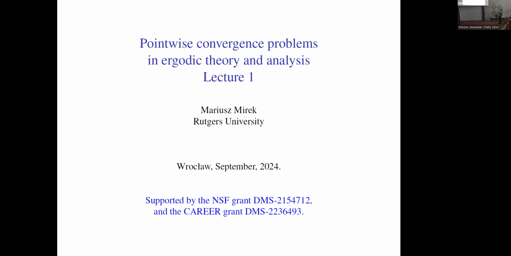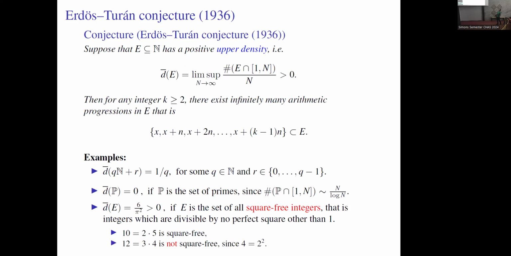So two or three weeks ago, we had a nice meeting in Van Level where I started this story about Roth and Szemerédi, and I gave a proof of Roth's theorem by using classical Fourier methods and higher order Fourier analysis. And there is an alternative proof by Furstenberg, which uses the ergodic perspective, and this is what I plan to present during this week.